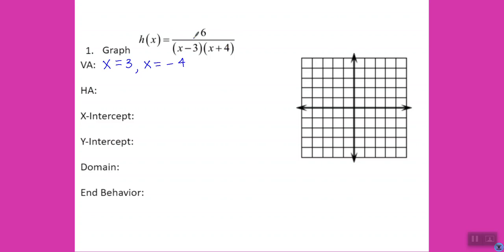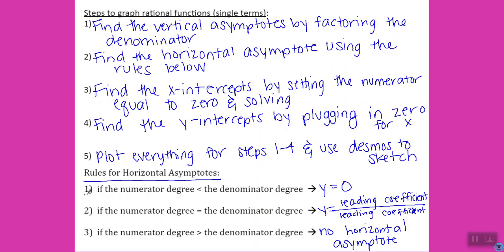As far as our degree, our numerator does not have an x, so that would be like x to the 0 power. And on the bottom we have x times x, which would be x squared. So the degree of the numerator is less than the degree of the denominator, which is our first rule. So the horizontal asymptote is y equals 0.